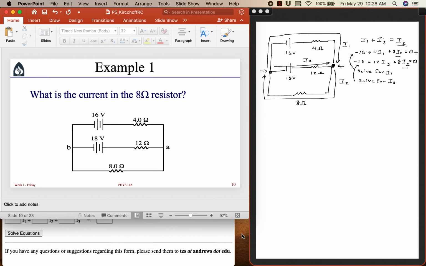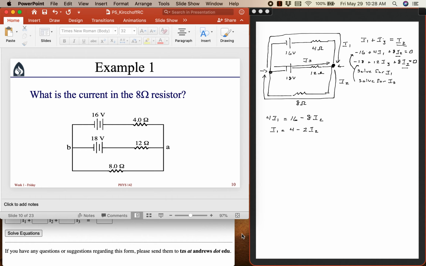So let's follow that strategy. Let's first take this equation here and solve it for I1. So if I do that, I have 4I1 is equal to 16, moving this to the other side, minus 8I2. And then I can divide through by 4, so I1 is equal to 4 minus 2I2. So now I have an equation for I1.